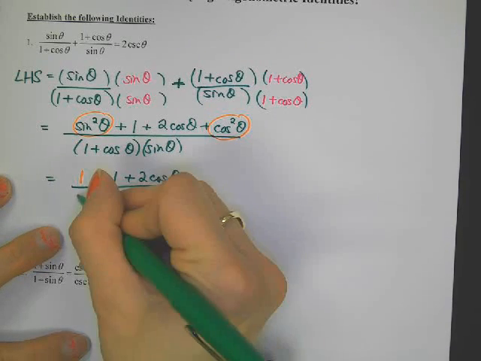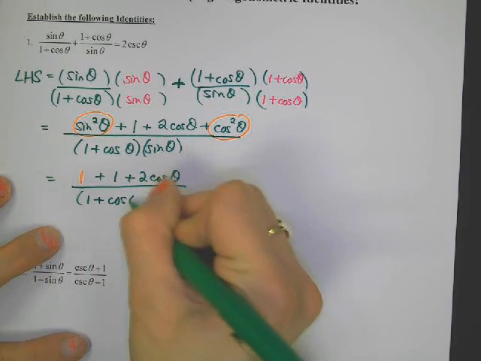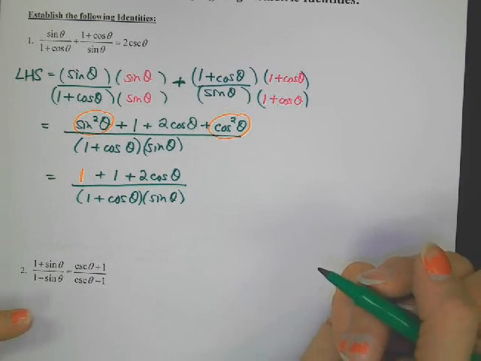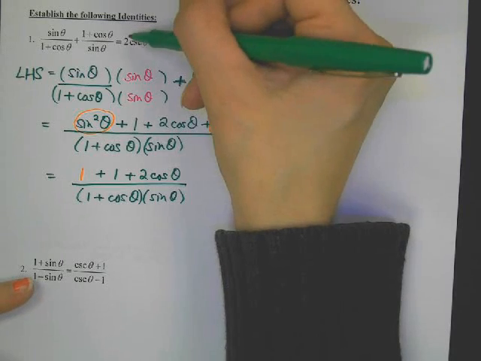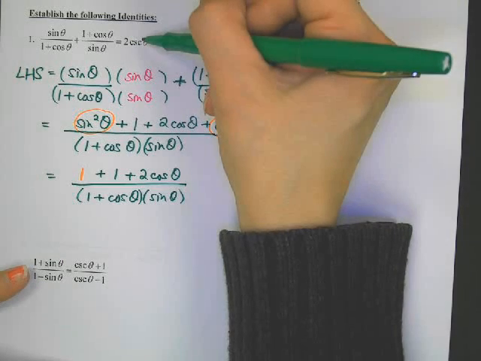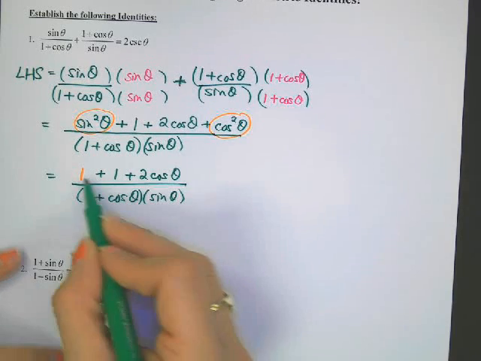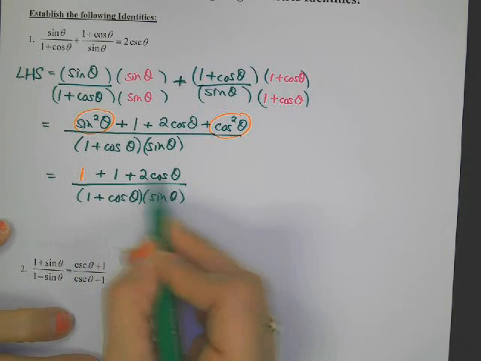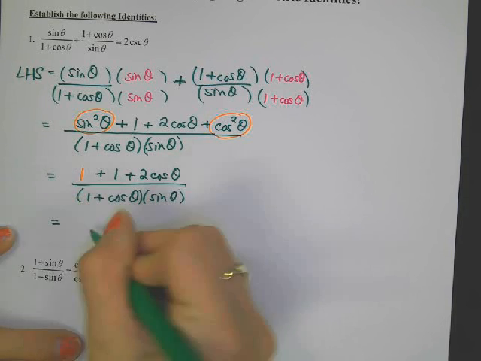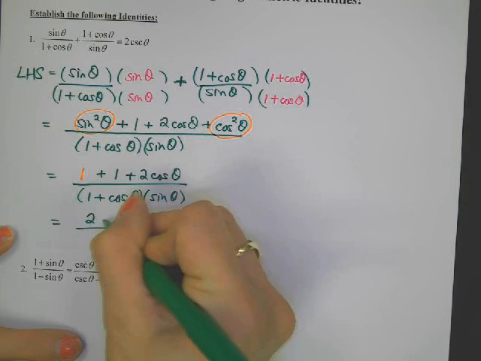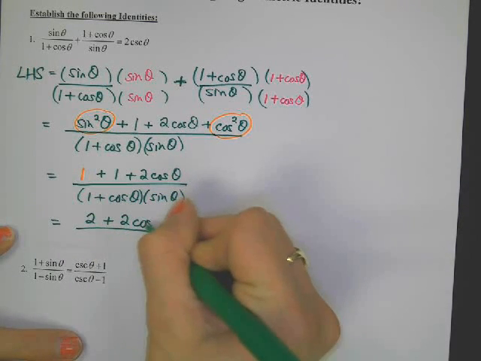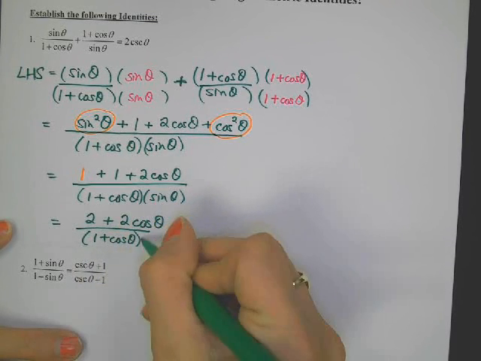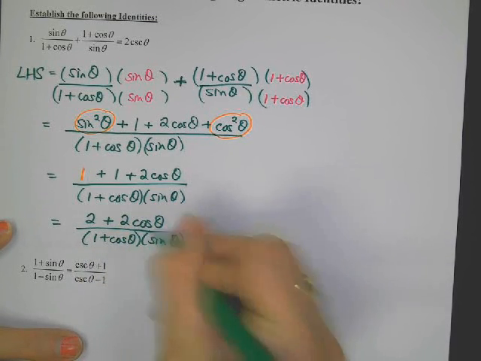Some people are starting to see the end in sight right now. Let's go take a peek at the answer. Our answer needs to have a 2 and a cosecant. I'm starting to see it. Let's add 1 plus 1 and make it 2. Should we add that 2 as well? Well, no, because that one has a cosine term on it. Those are not like terms. We'll have to keep it separate. 2 plus 2 times cosine of theta, over 1 plus cosine of theta times sine of theta.